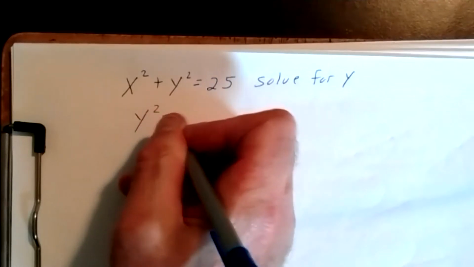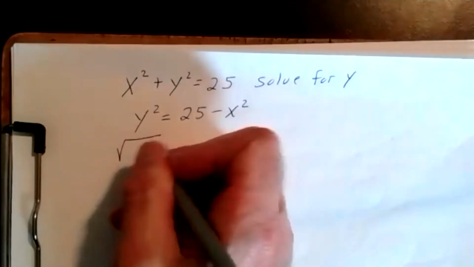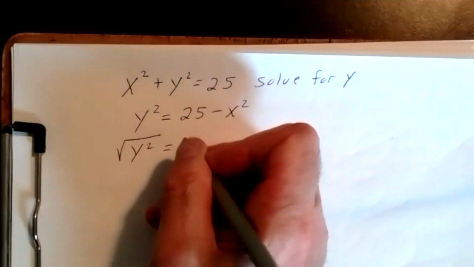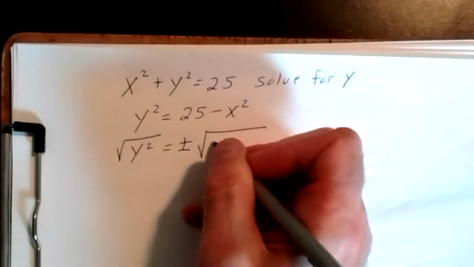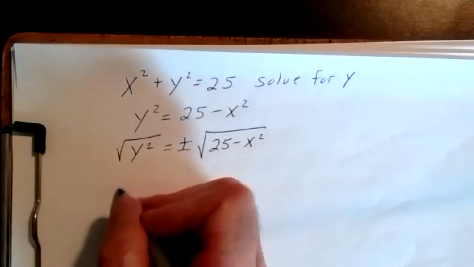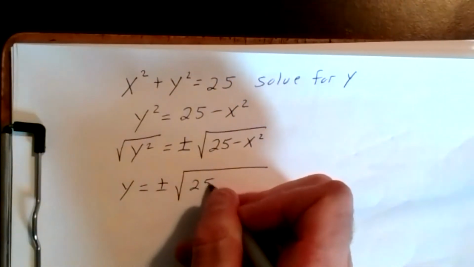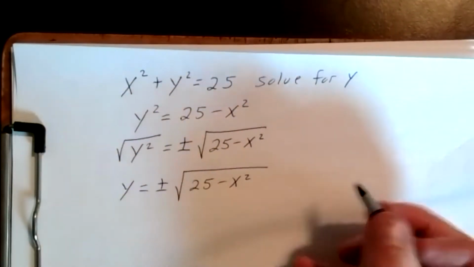Subtracting x squared from both sides. And then we take the square root of both sides of our equation. Keep it in mind, it would be the plus or minus square root of the right side. Very important, don't forget the plus or minus. So y is equal to positive or negative the square root of 25 minus x squared. So here's what we're going to do.